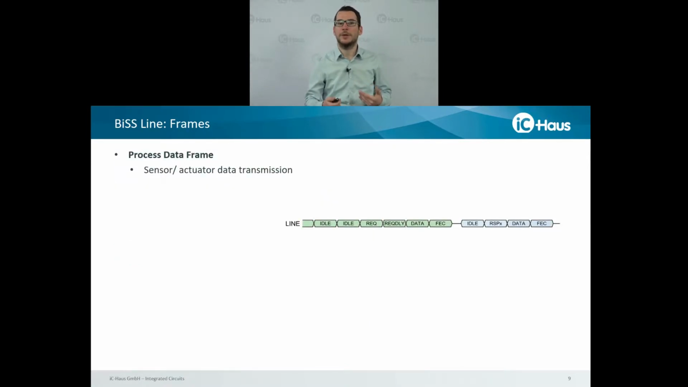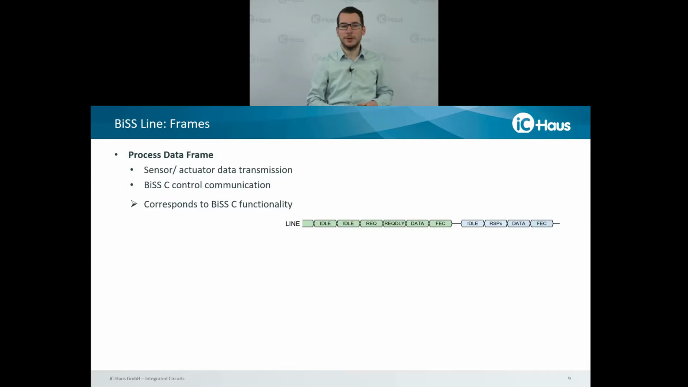So let's check out the two types of BiSS frames. There's the process data frame, which is used for the sensor and actuator data transmission. The process data frame is also used for a control communication with 1 bit per process data frame from the BiSS master to the connected sensors of a BiSS slave and vice versa. So the functionality of a process data frame corresponds to the functionality of the BiSS C protocol.